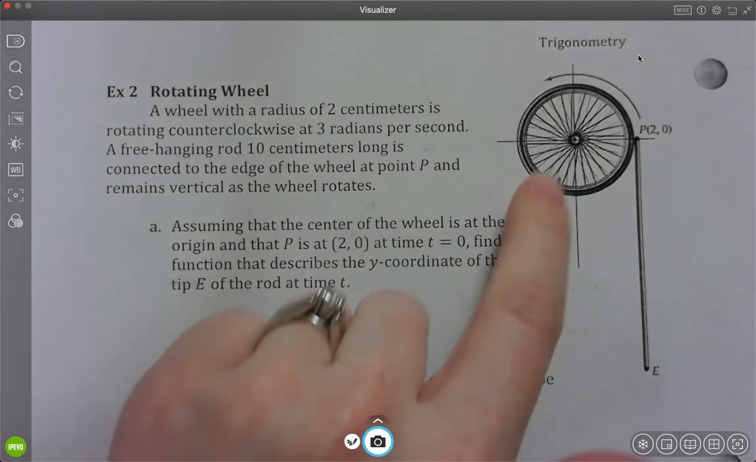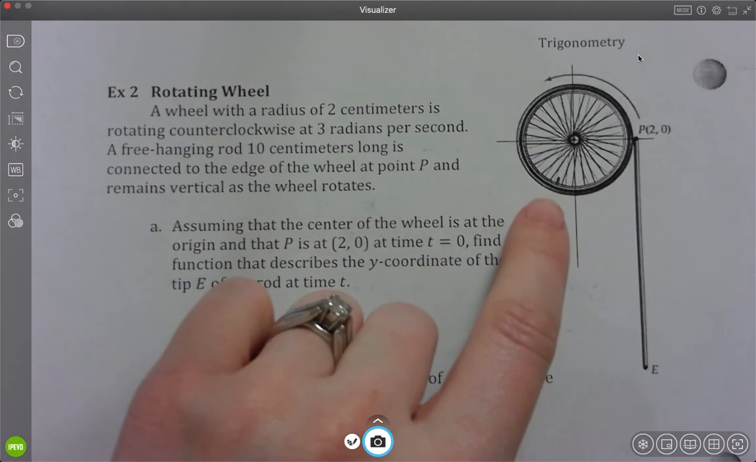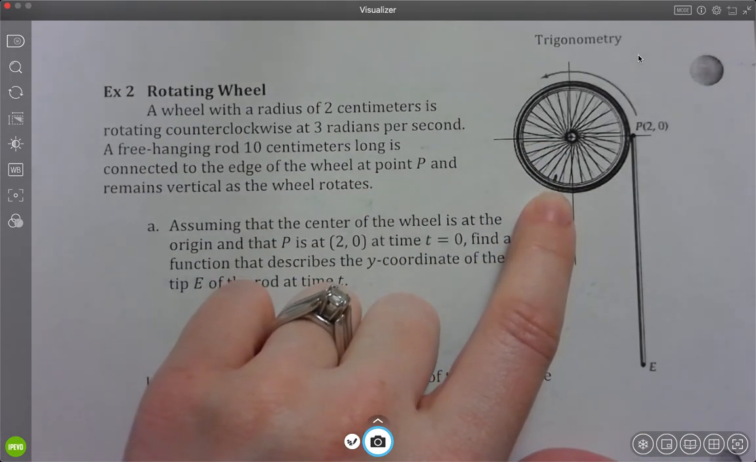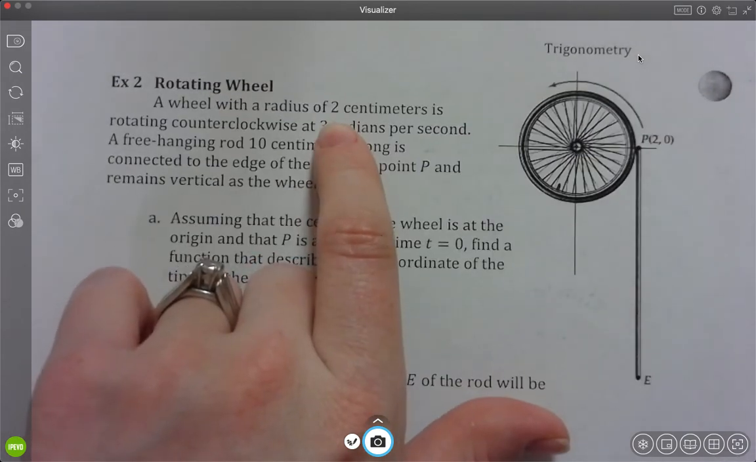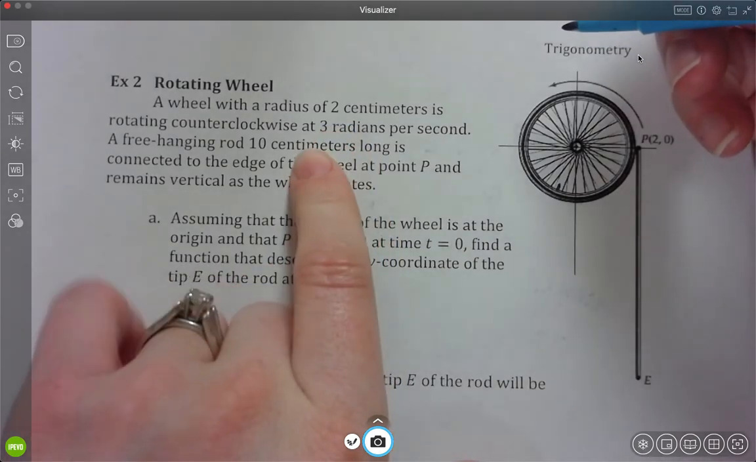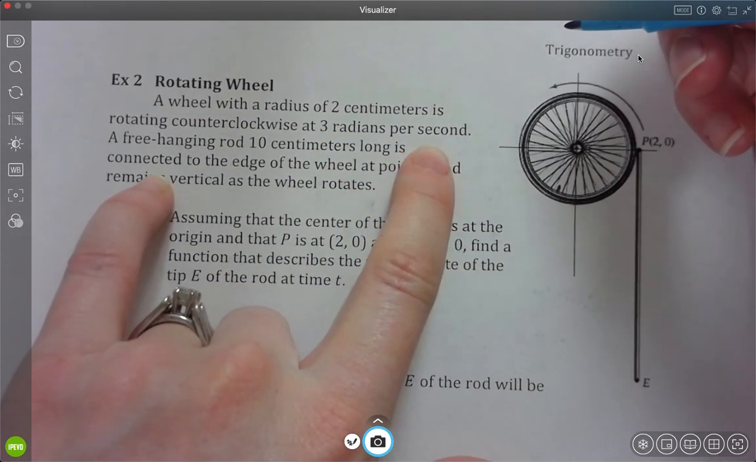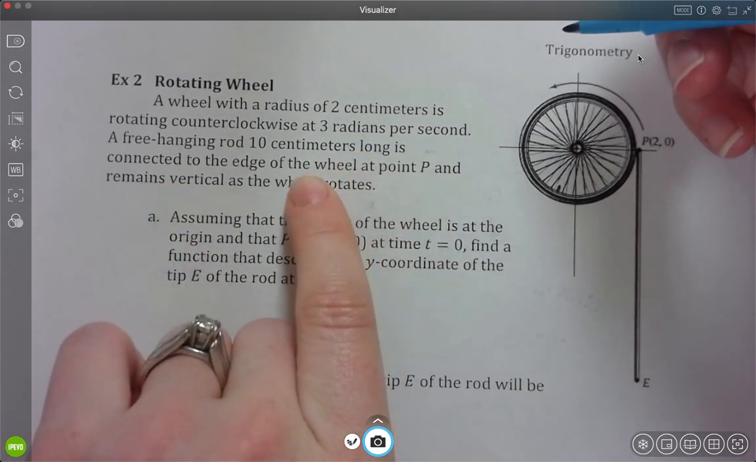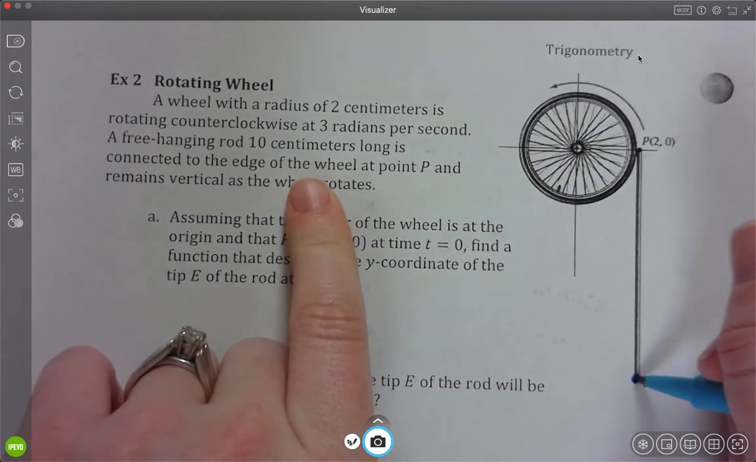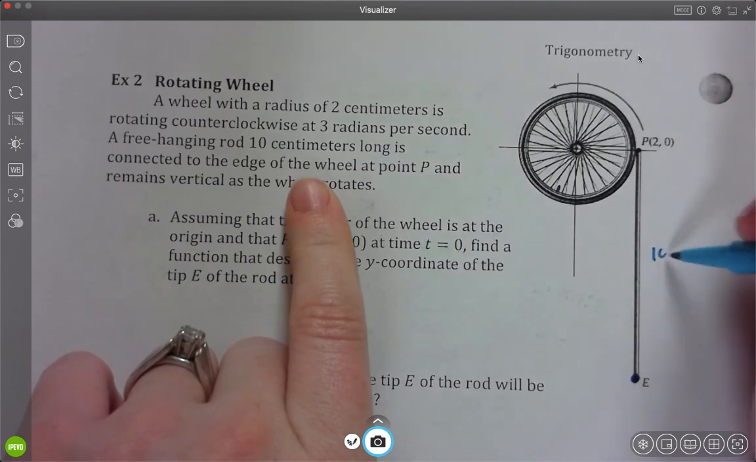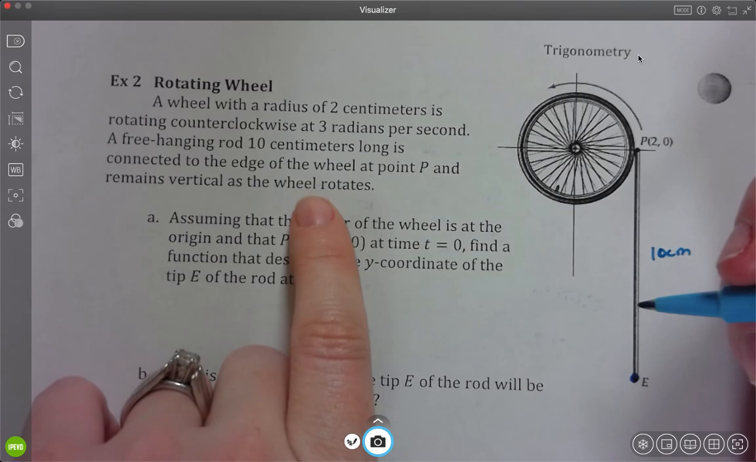So we're going to do this. It kind of looks like a bike tire. I don't know, maybe it is a wheel of some sort. A wheel with a radius of 2 centimeters is rotating counterclockwise at 3 radians per second. A free hanging rod, 10 centimeters long, is connected to the edge of the wheel. Okay, 10 centimeters long. That's how long this is, and it remains vertical as the wheel rotates.